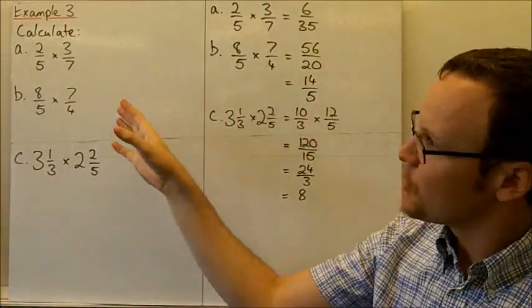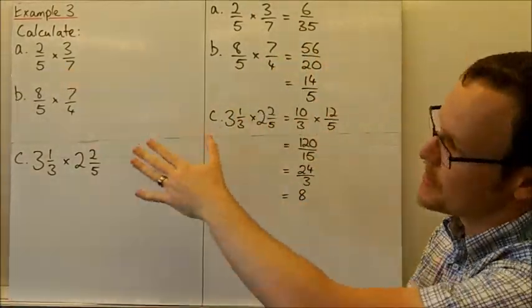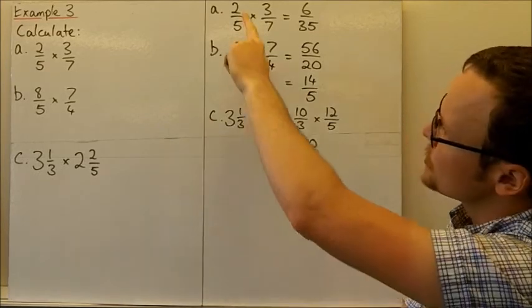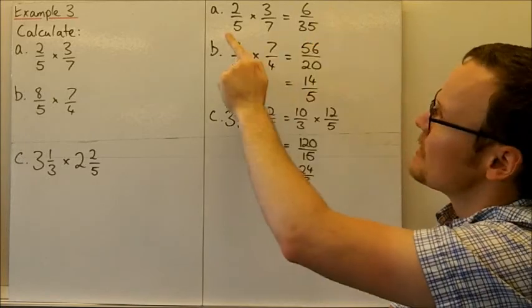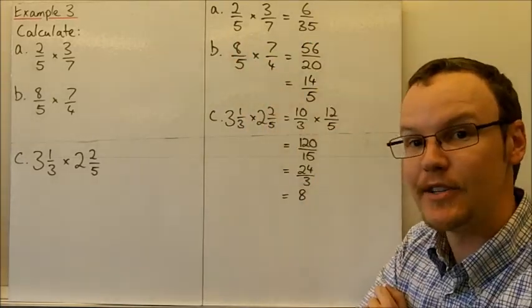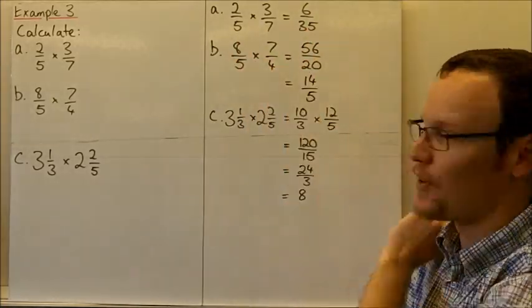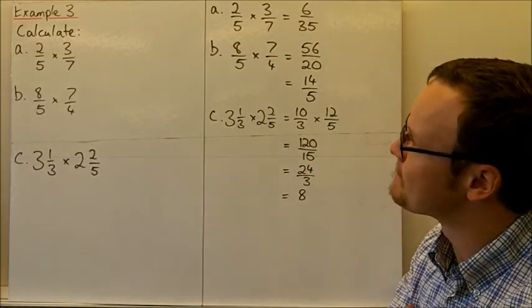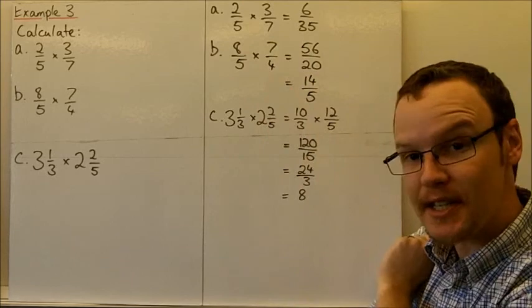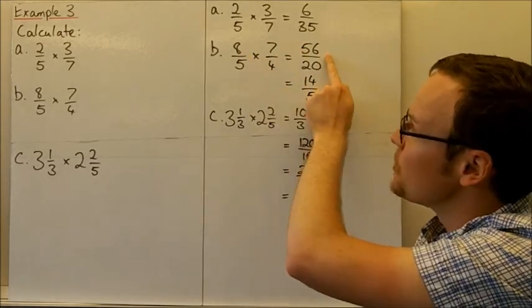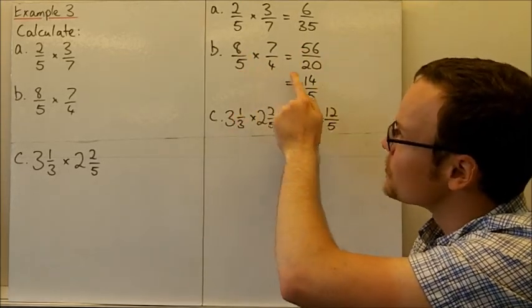Here we've got another example, calculating these multiplications. So 2/5 times 3/7, multiply the top line, 2 times 3 is 6, and multiplying the denominators, 5 times 7 is 35, 6/35. Very easy. Here 8/5 times 7/4, 8 times 7 is 56, so that's the numerators multiplying. Denominators multiplying, 5 times 4 is 20.